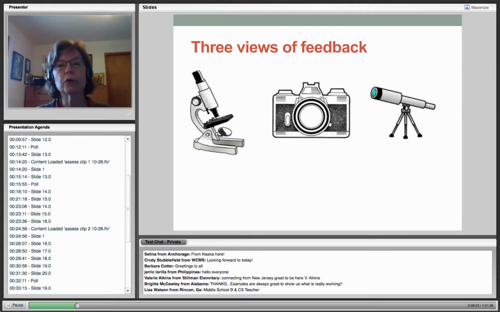In order to actually accomplish that, I like to think of 3 views of feedback. Those of you who were here in September, I hope, remember these little lenses. The microscope lens for a detailed look at the words themselves. The camera lens for thinking of what kind of a snapshot or episode of learning this is. And the telescope lens for looking into the future and saying, so, did they learn?